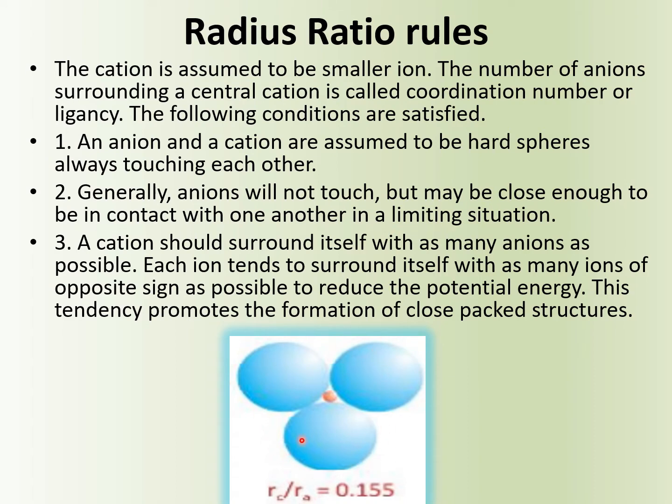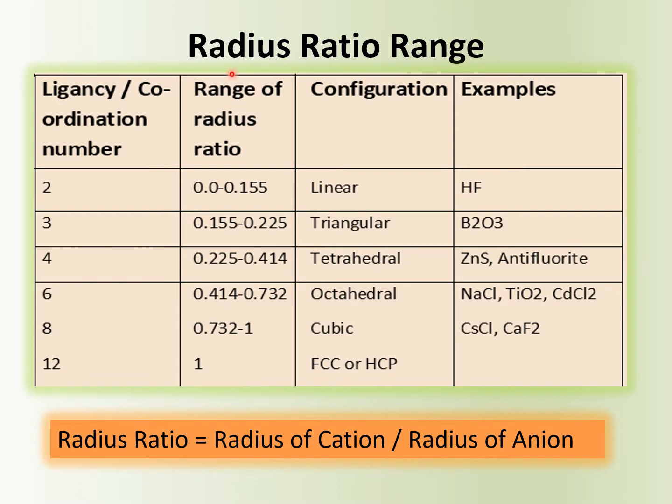With the help of this close packing structure only, we arrive at the radius ratio range. What is the radius ratio? The radius ratio is the radius of the cation divided by the radius of the anion. With the help of this formula only, we find the radius ratio. So if the radius ratio is small, the coordination number is also small. If the radius ratio is high, the coordination number is also high. That you need to keep in your mind.